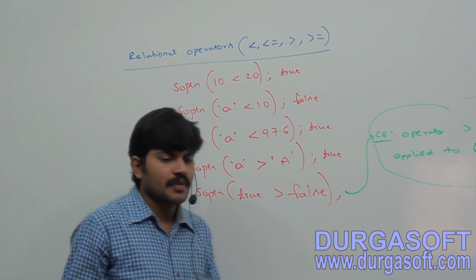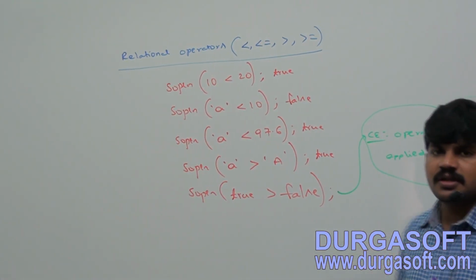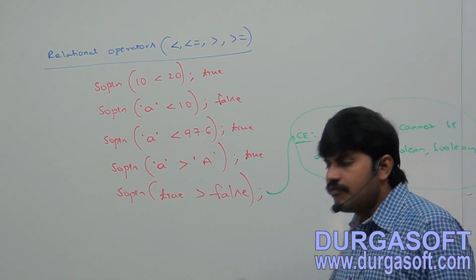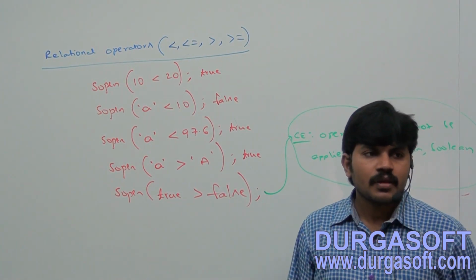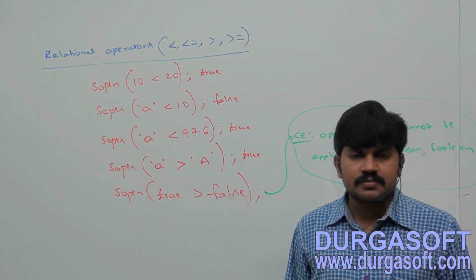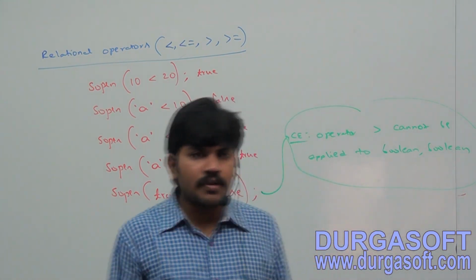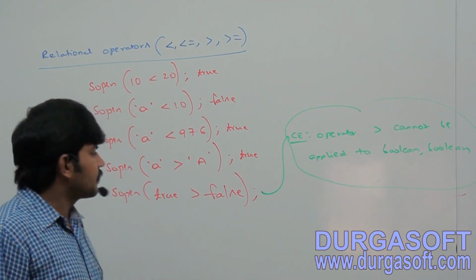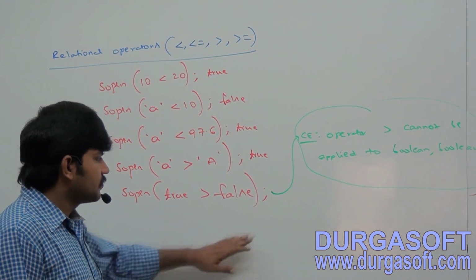We can apply relational operators for every primitive type except boolean. For every primitive type except boolean, that's all.